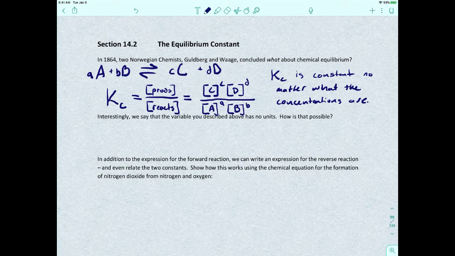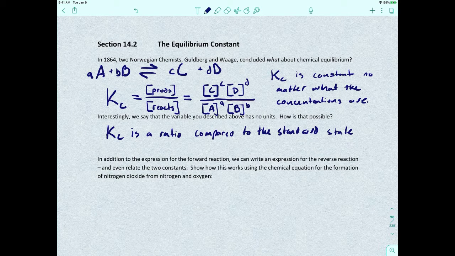So, interestingly, we can say that the variable we just described above has no units. Well, how is that possible? The reason why it won't have any units is because they all cancel out. Kc really is a ratio compared to the standard state. And for us, the standard state is going to be 1. We're going to get into this in a little bit. What does that mean?